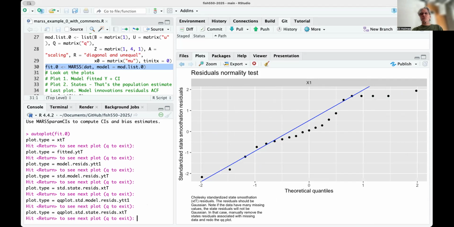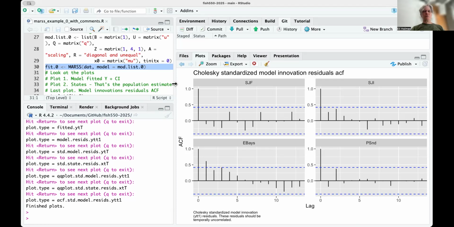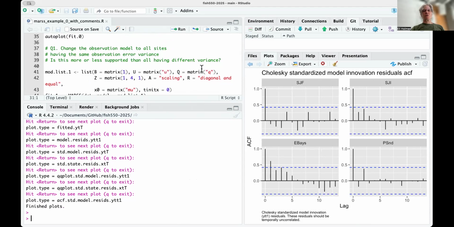These are your state residuals. Here you've got some outliers going on. My guess is that's that Strait of Juan de Fuca issue. This is testing your autocorrelation. You shouldn't see anything alarming here. These should be uncorrelated, and there's nothing really alarming there. All right. Good. So we've gotten through all of those.